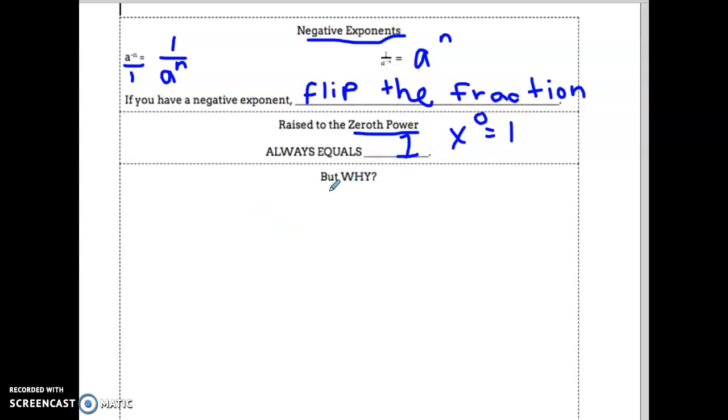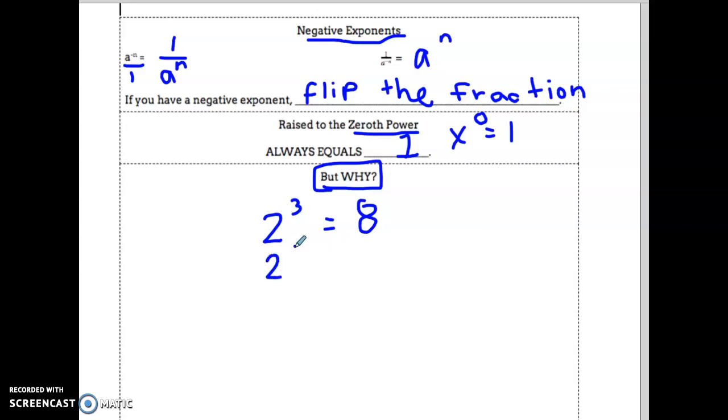I'm sure in general you've been taught that before, but there's this question of why is that? Why do we flip these fractions? Why does this equal 1? It's because exponents go on a pattern. If we had 2 cubed, we know 2 cubed is 2 times 2 times 2, which is 8.